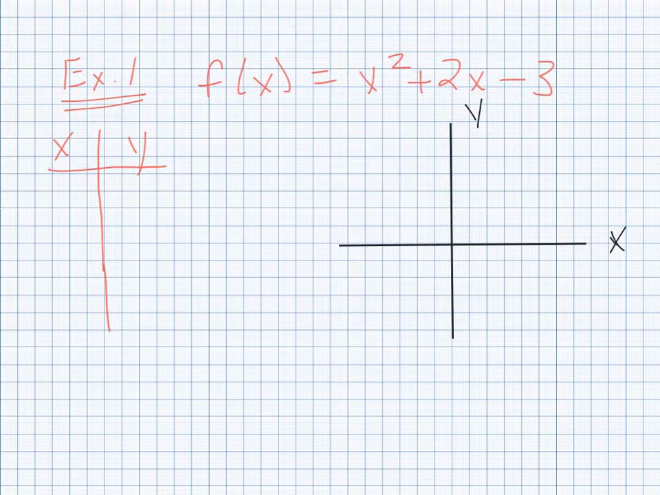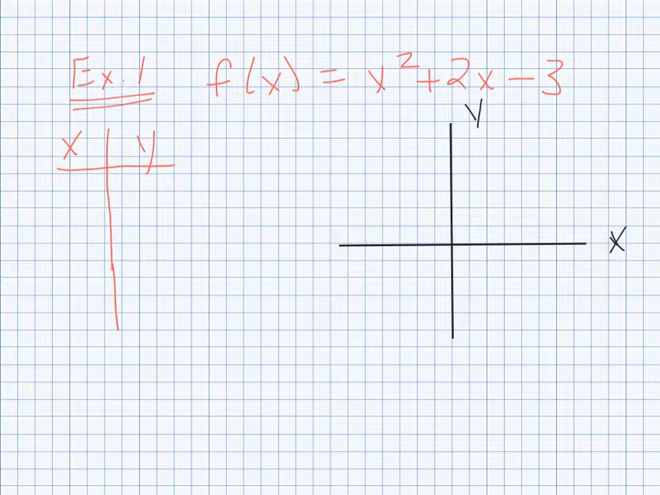First, we're going to do our xy table. Every time we plug in a value for x, we're going to solve it and get the value for y. So this should be pretty quick. You can plug these in your calculator. Plug in negative 4 for x. We have negative 4 squared plus 2 times negative 4 minus 3, which gives us 5.